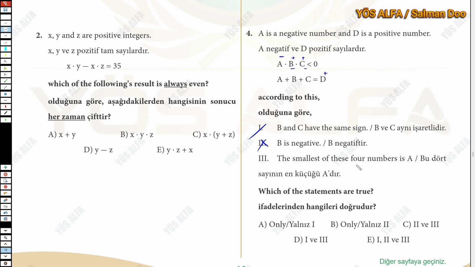3. The smallest of these four numbers is A. We know that A is negative, and to have a positive value, B and C must be positive because they have to have the same signs. If they're both negative, then we're going to have a negative value, which is not positive as it is given. So since B and C are both positive, A has to be the smallest of all. So 3 is also correct. So 1 and 3 are correct. The answer is D.